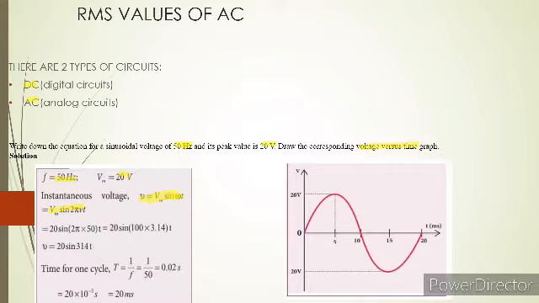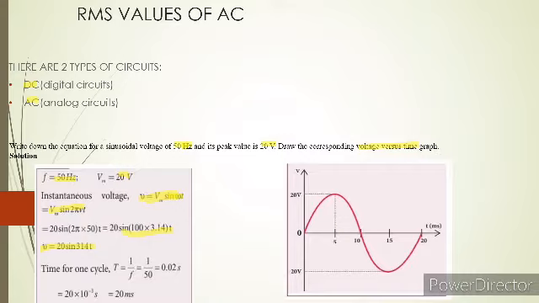We substitute all these values and get 20 sine 2 pi into 50 into t. By multiplying 50 into t we get 100, and 100 into pi, where pi is 3.14, gives this equation. Multiplying 100 into 3.14, we get the final equation as 20 sine 314 t.